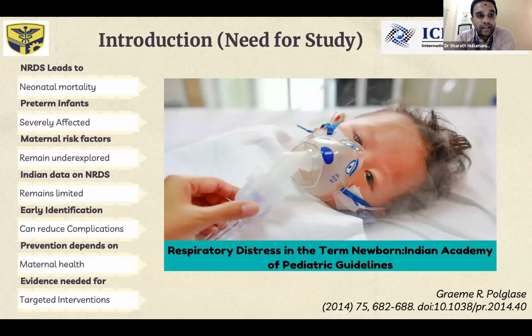The second is that Indian data on NRDS is very limited. The third is very early identification. If we identify early, the rate of complications is very limited. By this, we can prevent dependence, mainly on maternal health. And if we diagnose early, early intervention can also proceed as soon as possible.